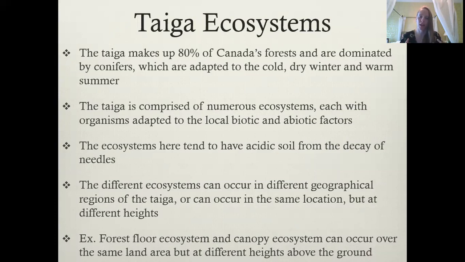But you can also have different ecosystems occur at the same location, but at different heights. So instead of the ecosystems only occurring in 2-dimensional space, they occur in 3-dimensional space as well. 2 examples of that in the taiga are the forest floor ecosystem and the canopy ecosystem. So in the same area, but one ecosystem on the forest floor and one up in the canopy of the trees.